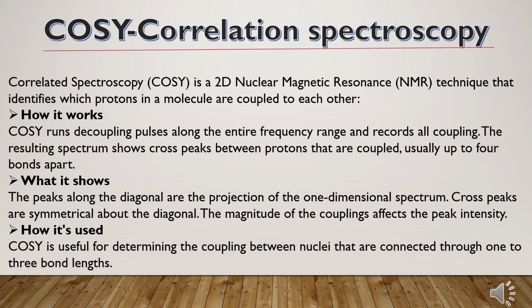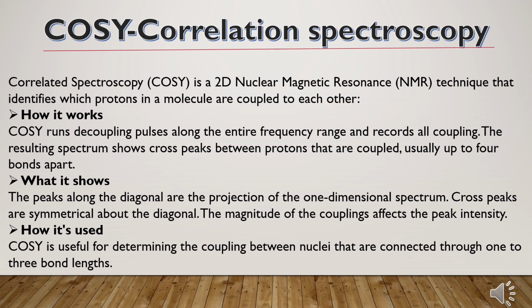COSY, that is Correlation Spectroscopy. It is the 2D NMR spectroscopy technique that identifies which protons in the molecule are coupled to each other. How does it work? COSY runs a decoupling pulse along the entire frequency range and records all couplings. The resulting spectrum shows cross peaks between the protons that are coupled, usually up to 4 bonds apart.